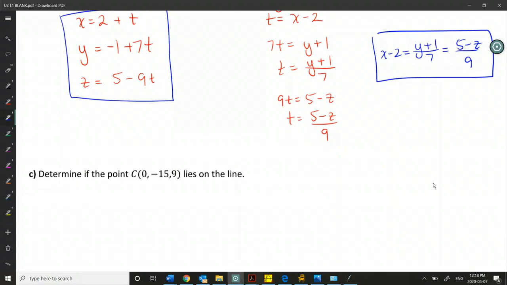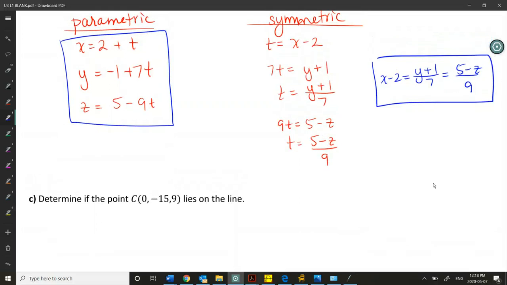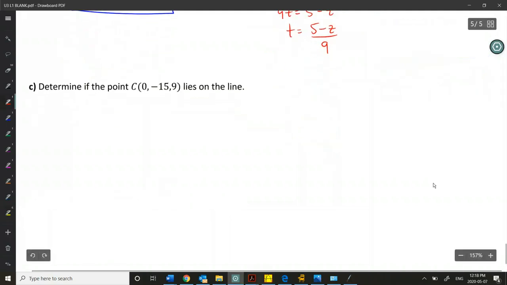Okay, and finally, we're going to determine if the point C lies on the line. So there's a couple ways that we can do this. We can use our parametric equations, sub in x, y, and z, and isolate for the t. And the goal here is that if the point lies on the line, then the t for all of these is going to be equal. Or we can use the symmetric equation and plug in x, y, and z, and just simply see if we get 3 equal values. So I'll show you both here.